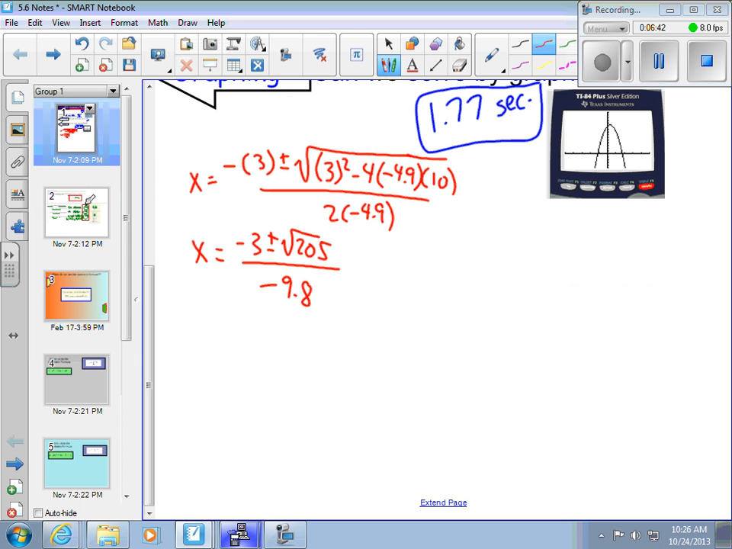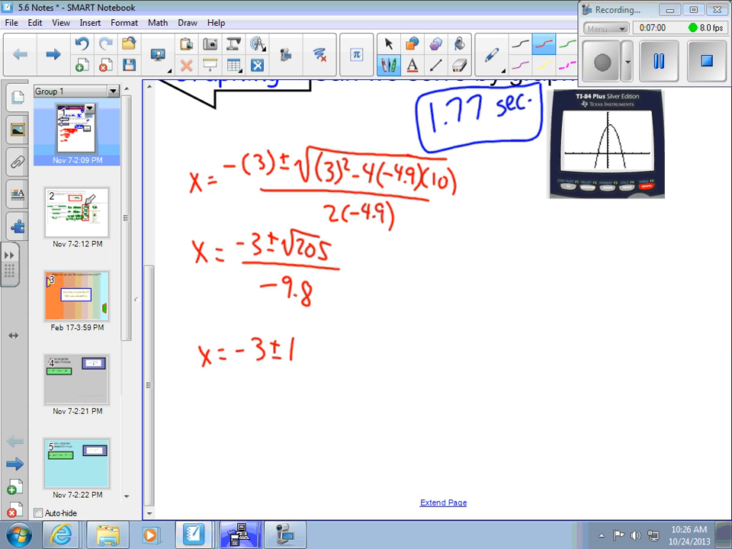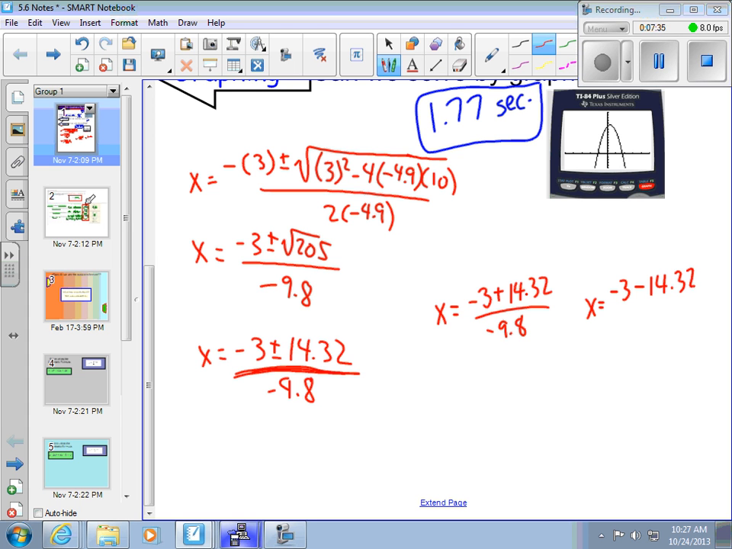We need to keep simplifying to get down to our answer. The square root of 205, again probably use your calculator, is about 14.32. Okay, we're getting closer. Now notice the whole thing is being divided by negative 9.8, and we have this plus or minus symbol. To get our solutions, we split our problem into two. Either x equals negative 3 plus 14.32 divided by negative 9.8, or x equals negative 3 minus 14.32 over negative 9.8. Remember, on our graph there are two places where it crosses through, so we want to solve both.